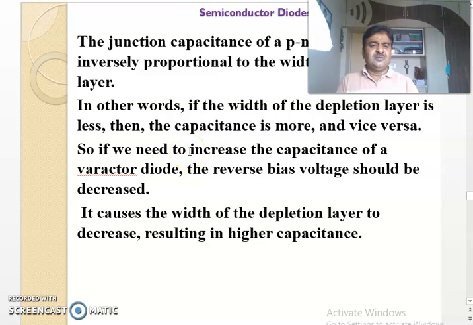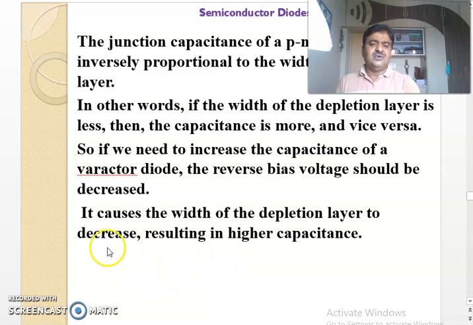The junction capacitance of a PN junction diode is inversely proportional to the width of the depletion layer. In other words, if the width of the depletion layer is less, then the capacitance is what? More, and vice versa. If we need to increase the capacitance of a varactor diode, the reverse bias voltage should be decreased. It causes the width of the depletion layer to decrease, resulting in a higher capacitance.